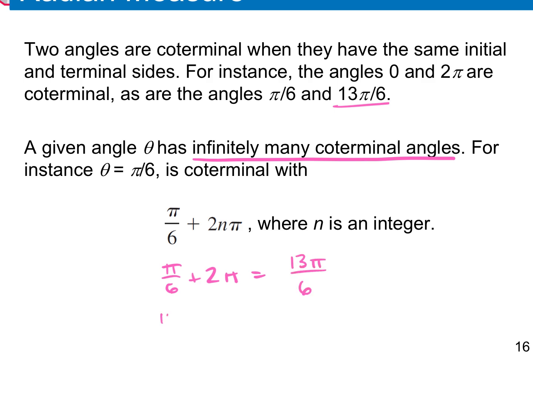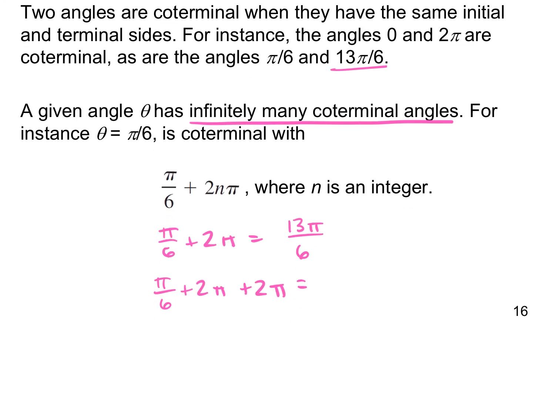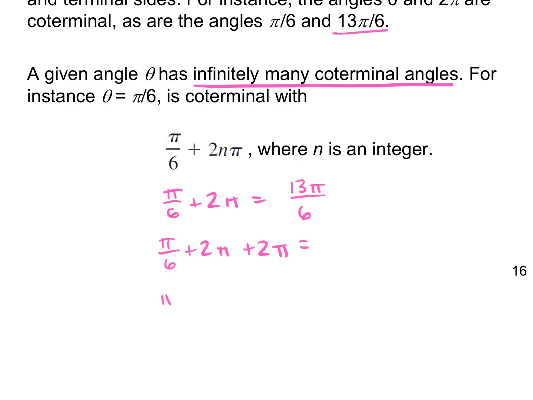But if I take pi over 6 and add 2 pi and then add another 2 pi, that would give me another coterminal angle. I could just keep adding 2 pi again and again and get an infinite amount of coterminal angles. Now we can also take pi over 6 and subtract 2 pi and get another coterminal angle. So you can add 2 pi or subtract as many times as you want.